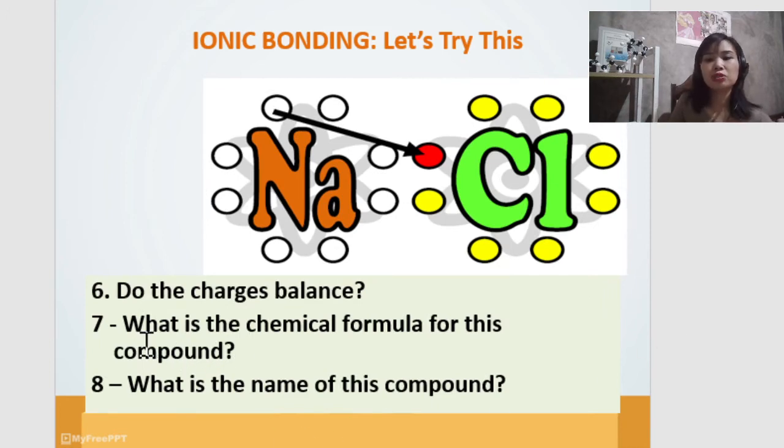Now, number 6, do the charges balance? What is the chemical formula for this compound and what do you call this compound? Ready? In 10 seconds. Ready? Go.